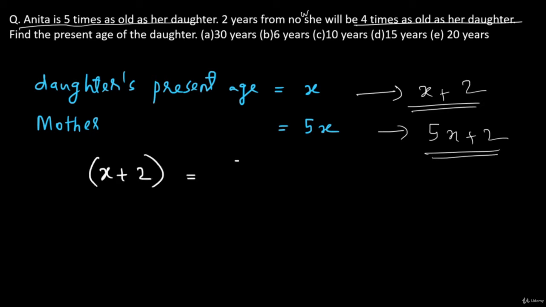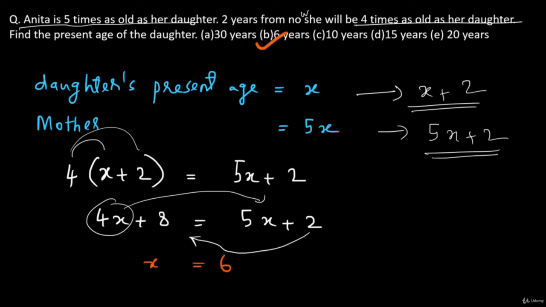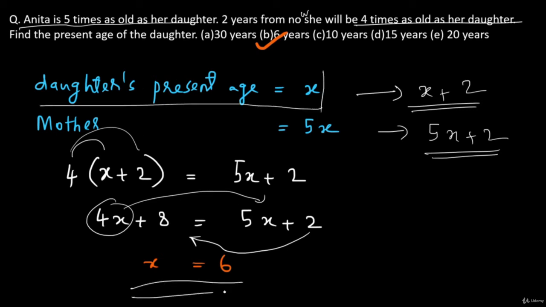So 4 into x plus 2 is equal to 3x plus 2. Now let's distribute 4 to x and 2. So we get 4x plus 8 is equal to 3x plus 2, or on solving, let's take 3x to this side and 8 to this side. So we get x is equal to 6. That is the age of the daughter, because the present age of the daughter is x, and we have solved and found that x is equal to 6, which is the answer.